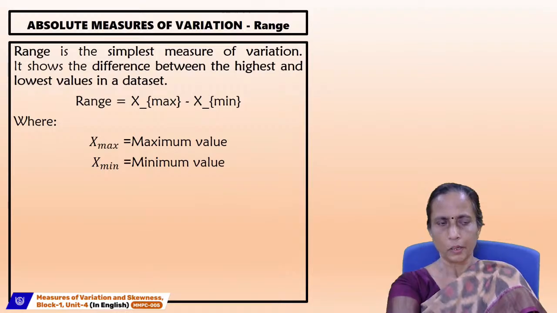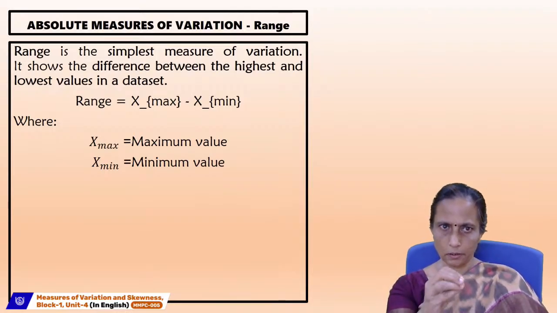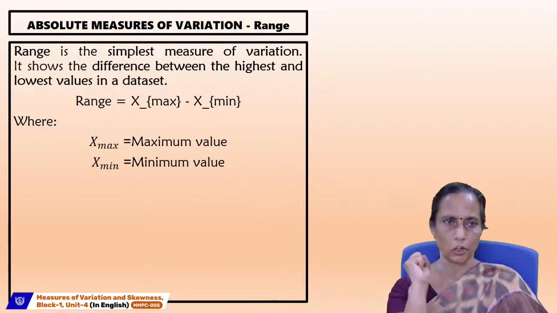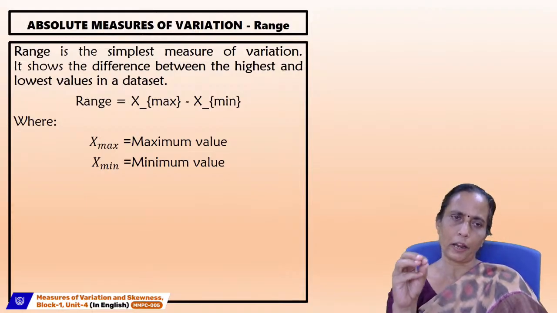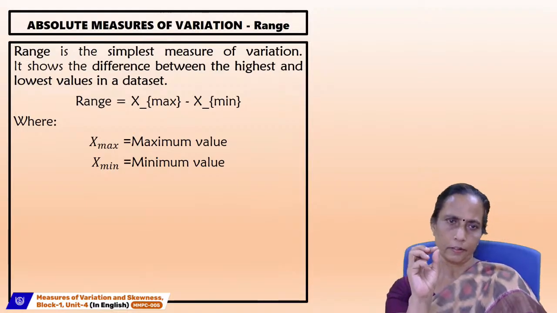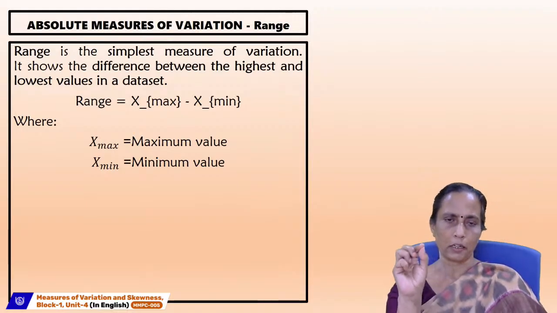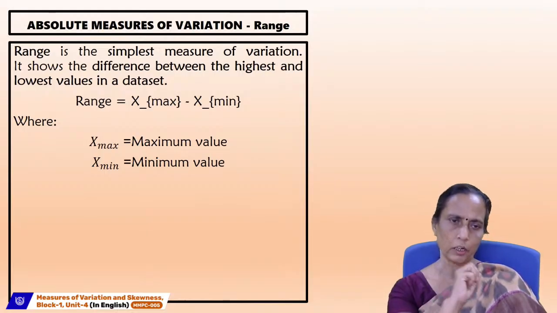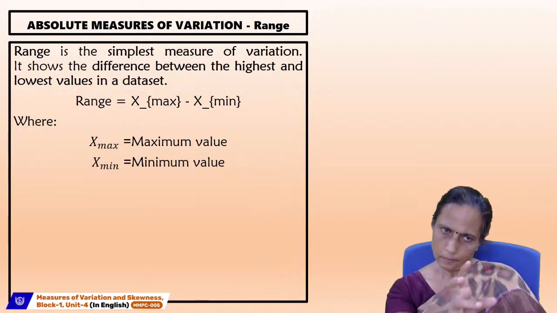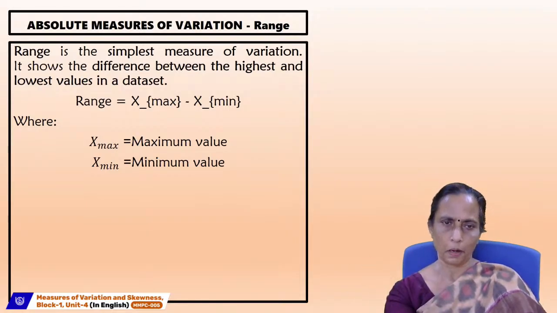Among absolute measures, your range is the simplest absolute measure of variation. Number one is your range, which shows the difference between the highest and lowest value in the data set. That means maximum value in your data set minus minimum value in your data set. It speaks about the simple measure of variation of that particular data set. The formula is x max minus x min, where x max is the maximum value in the data set and x min is the minimum value in the data set.